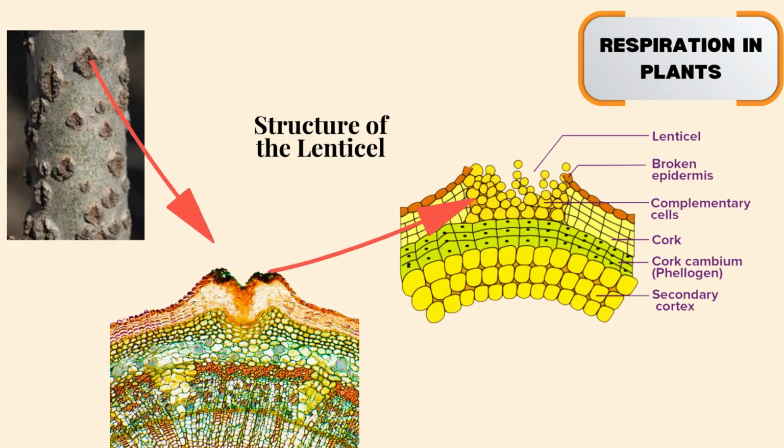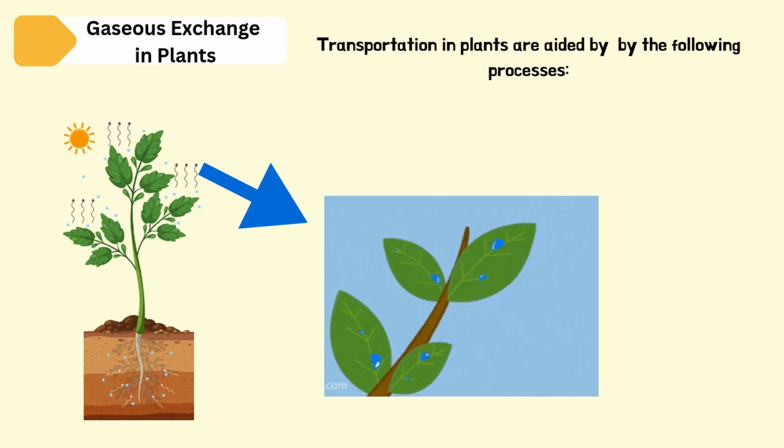Lenticels are breathing pores or tiny openings found in the bark of older stems. A lenticel consists of a loose mass of small, thin-walled cells which permit easy diffusion of gases in and out of the plant. Mechanism of gaseous exchange in plants.